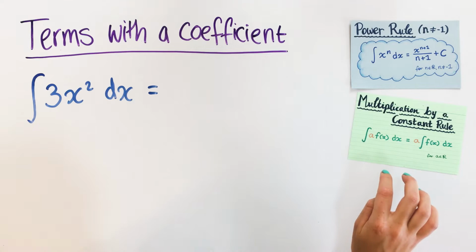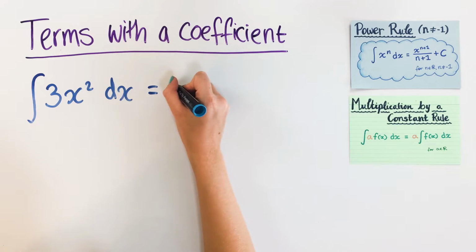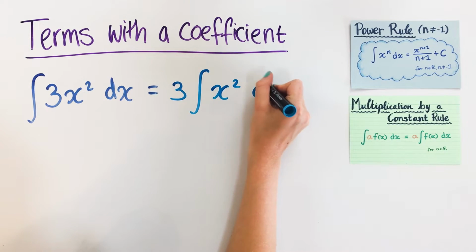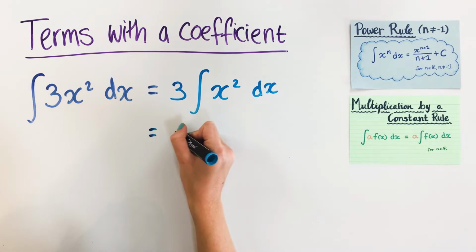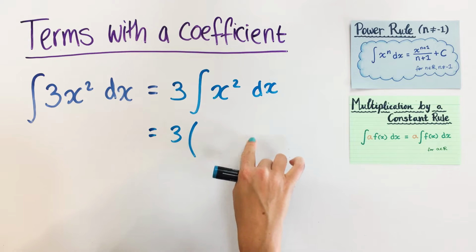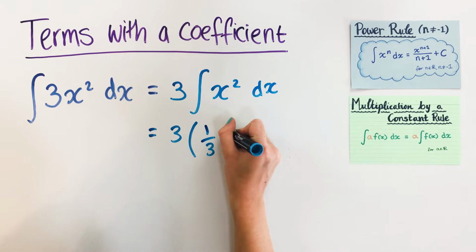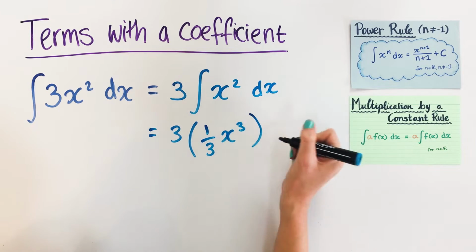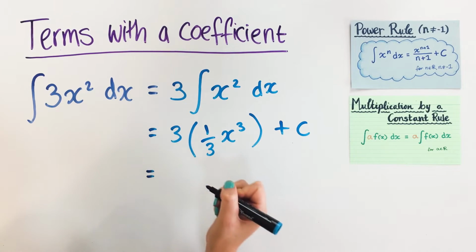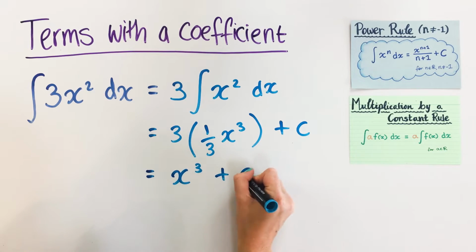So let's see what that looks like if we finish our example. Our multiplication by constant rule says that this integral is equal to 3 times the integral of x squared dx. So we can say this is equal to 3 times, if we put a bracket and we evaluate the integral in the bracket, the integral of x squared is going to be a third x cubed, and then we plus c at the end. And if we simplify that further, 3 times a third is 1, so that just gives us x cubed plus c.